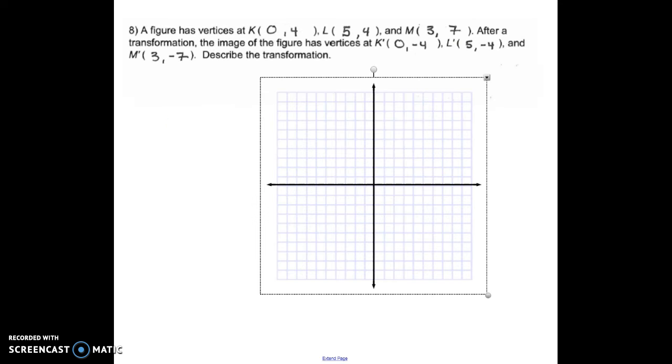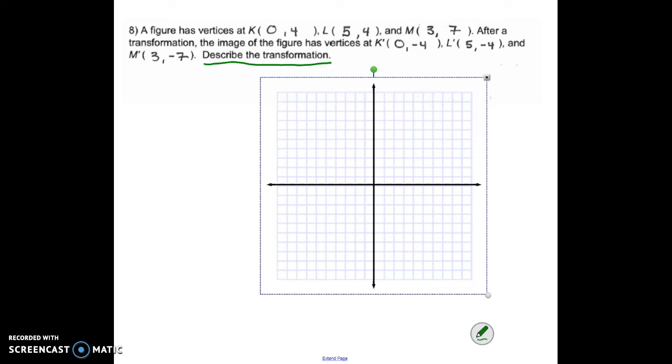On problem number 8, it says a figure has these vertices, K, L, and M. And after a transformation, the image of the figure has vertices of K prime, L prime, and M prime. Describe the transformation. All we have to do is describe the transformation. It doesn't say graph it, it just says describe the transformation. So I'm going to graph it so I can get a picture of this, because when I look at these numbers, it doesn't mean anything to me.